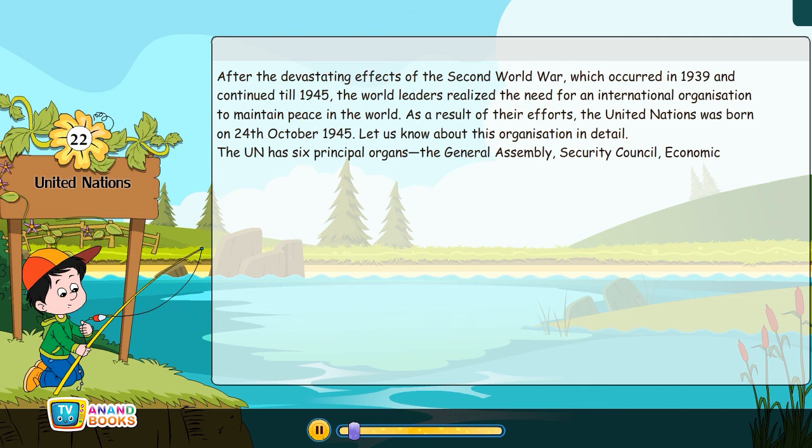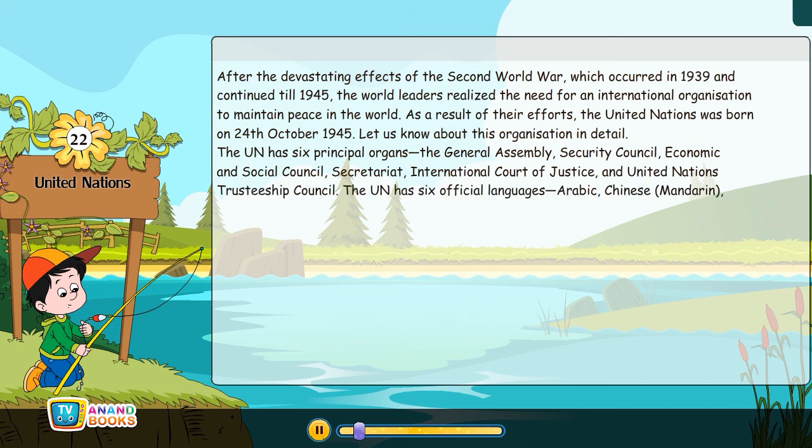The UN has six principal organs: the General Assembly, Security Council, Economic and Social Council, Secretariat, International Court of Justice, and United Nations Trusteeship Council. The UN has six official languages: Arabic, Chinese or Mandarin, English, French, Russian, and Spanish.